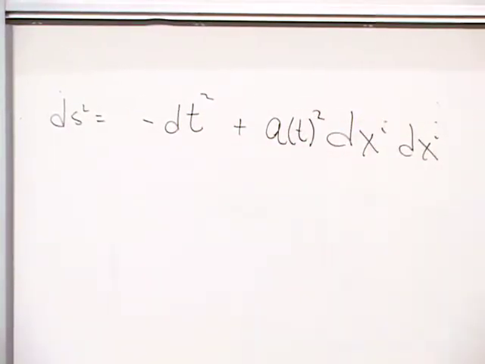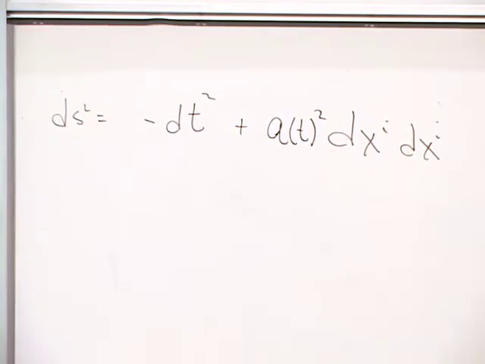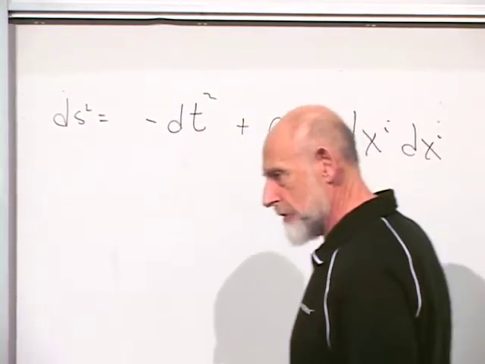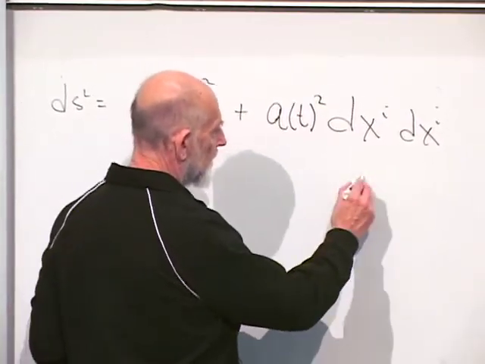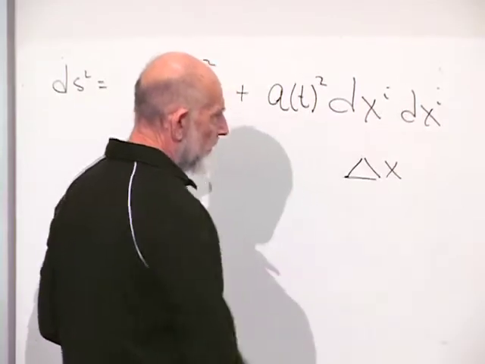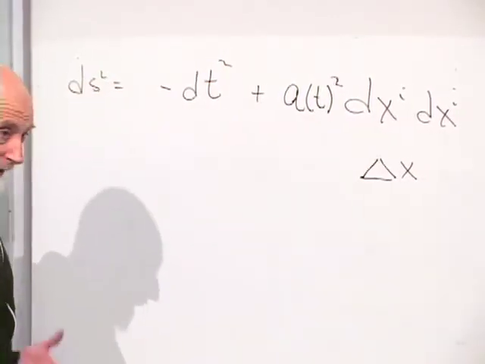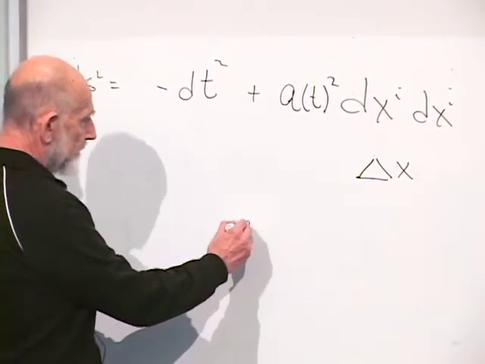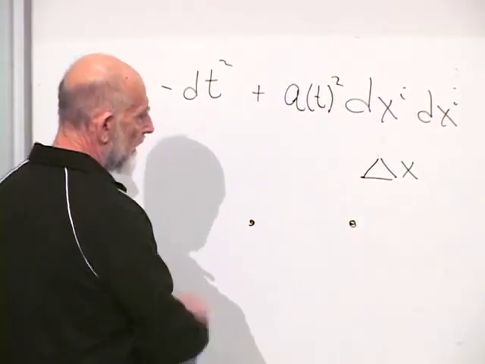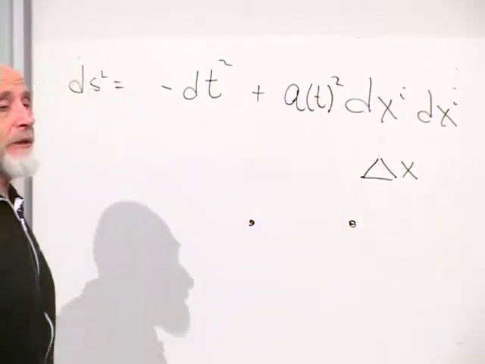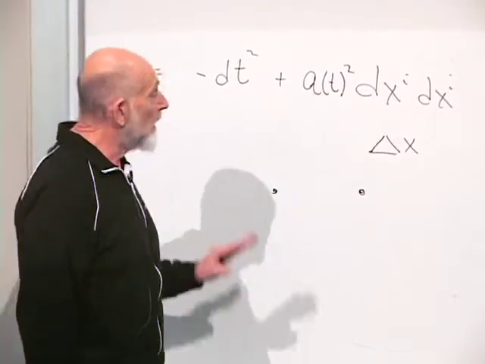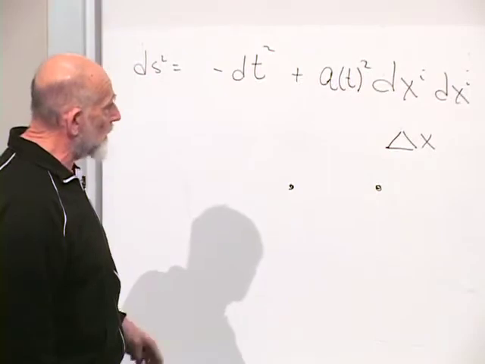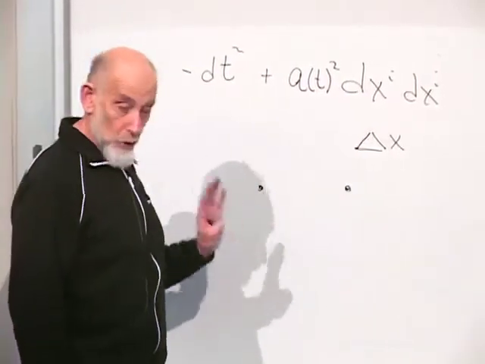You put a function there of time. Now, what's the distance between a pair of points separated by delta x? Not separated by distance, separated by coordinate interval delta x. The distance between two such points is not just delta x.